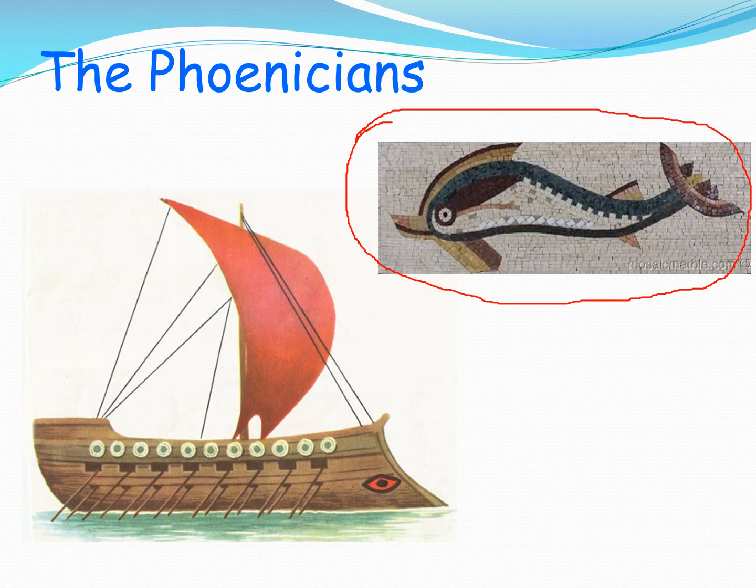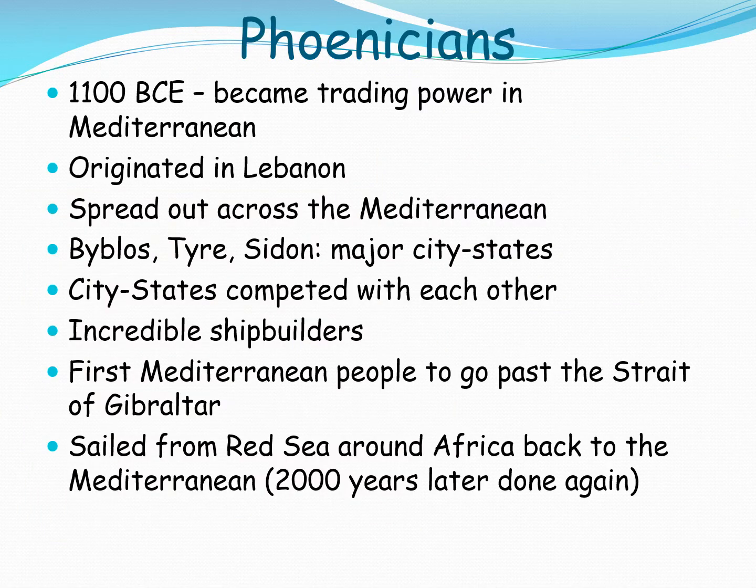Yeah, we would call that a mosaic. So they also create mosaics for their art style. So the Phoenicians come to power around 1100 BCE. They become the trading power in the Mediterranean, taking over from the Minoans who had vanished a few centuries beforehand.